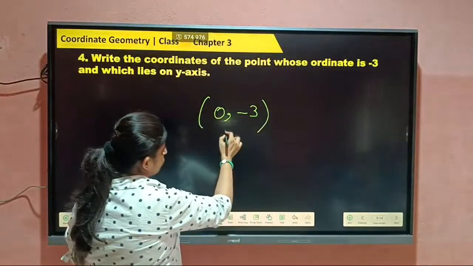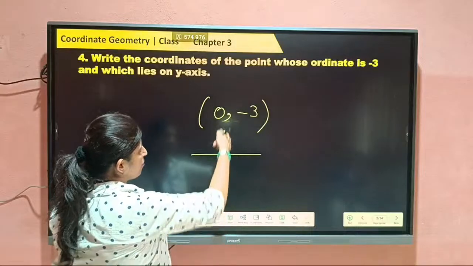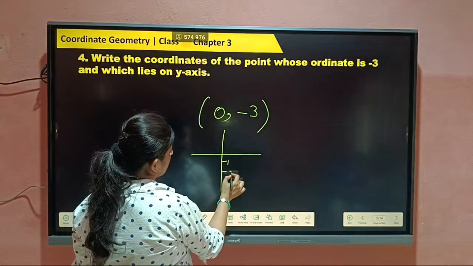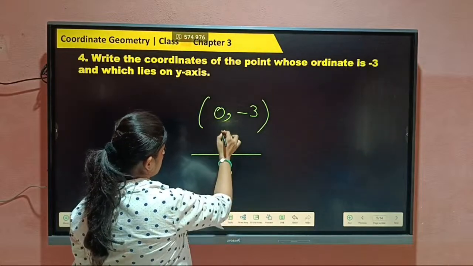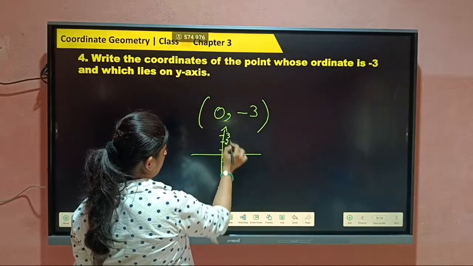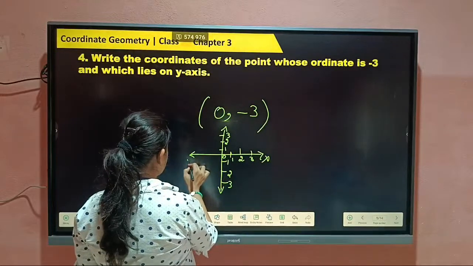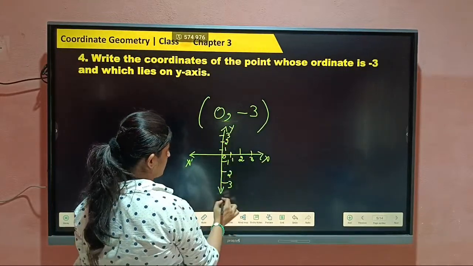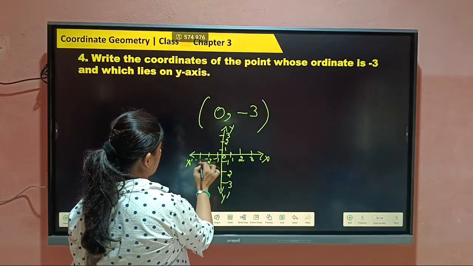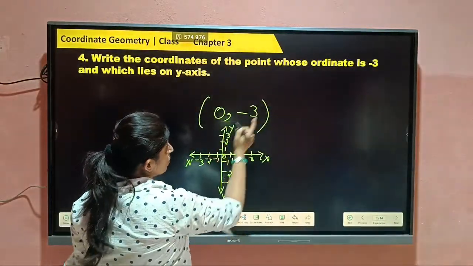You can also show it on a graph. Ordinate means on the y-axis. The negative points will go on this side, positive on this side. This is 0, 1, 2 and 3. This is the x-axis, this is the x dash axis, this is the y-axis and this is the y dash axis. Minus 1, minus 2, minus 3. What is given? Ordinate is minus 3, which means the y point is minus 3.